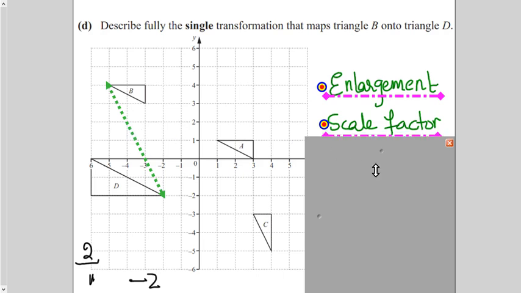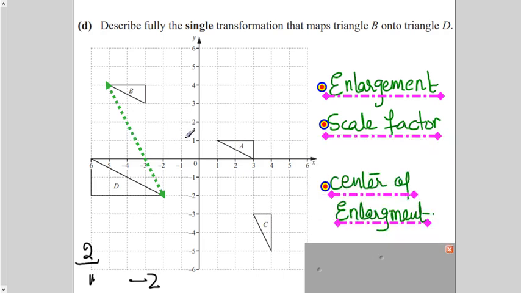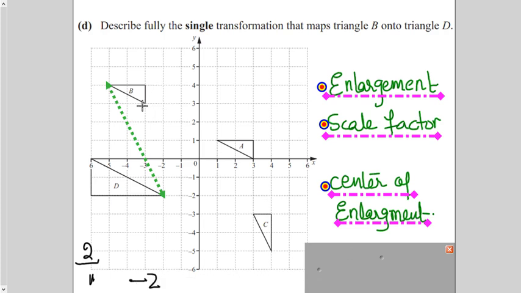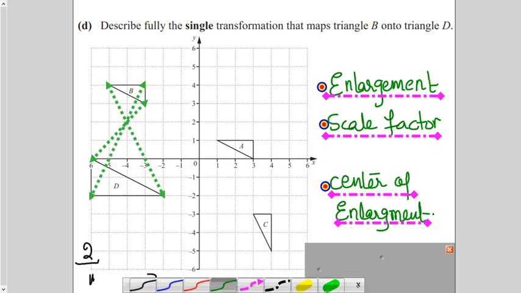And I told you to find the center of enlargement, you join the corresponding points. So for example, this one I have joined. Let me join the other in front of you. So for example, this point corresponds to this point, right? And this point corresponds to this point. So they all are meeting at what point?